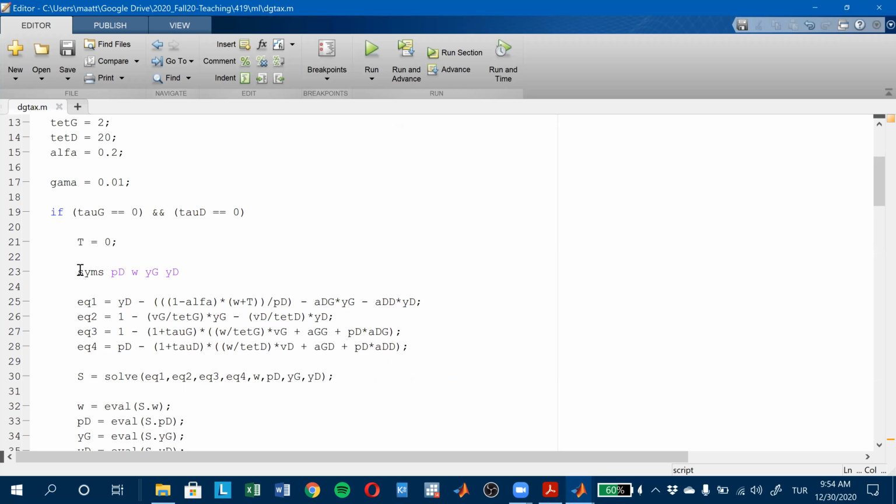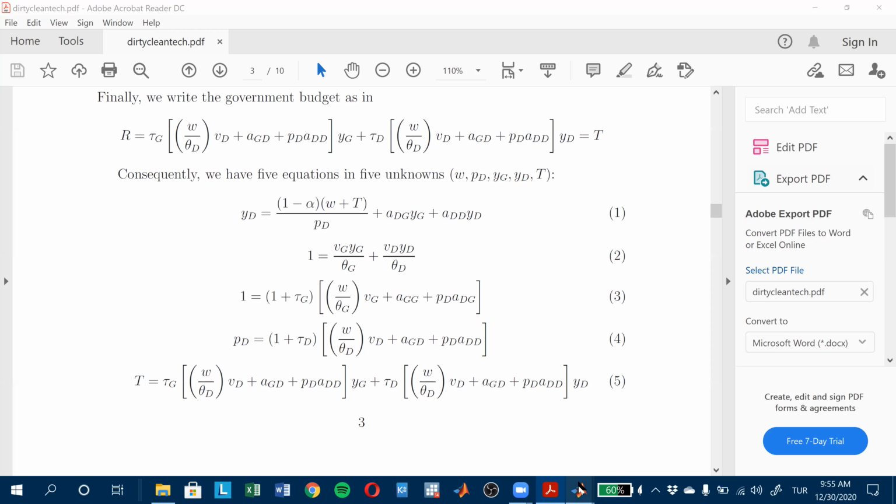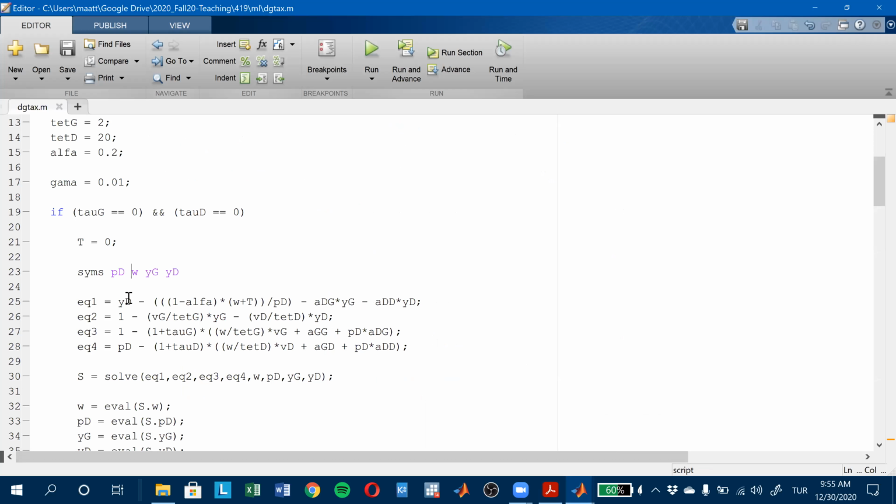Okay, so when I define these symbols, PD, W, YG, and YD, MATLAB realizes that they are now not anything, but they are basically symbols. So I write these symbolic equations, all right? So there's no difference between writing them in this way or in this way in the paper, okay? The only difference is that I write them by equating it to 0.